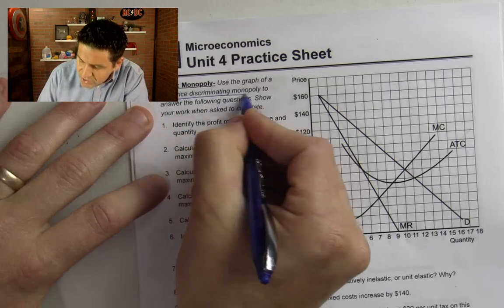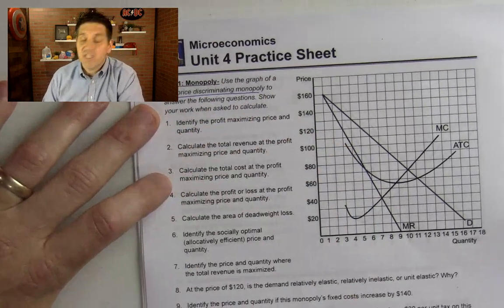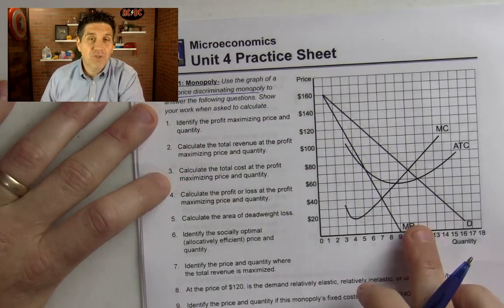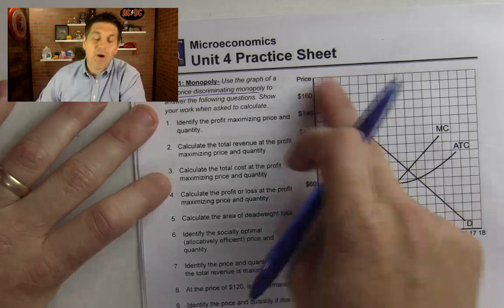To answer these questions, you should understand just by looking at that graph at this point why this is a non-price discriminating monopoly. You see there's a demand and a marginal revenue.